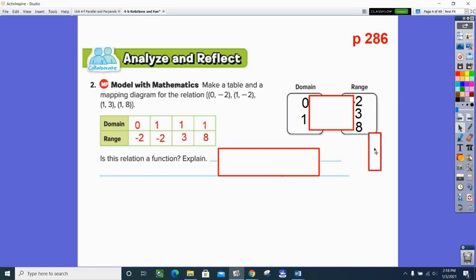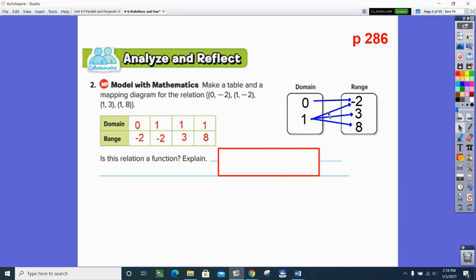And remember, we don't repeat members in the domain and range. Let me squish that down a little so you can see the negative. We don't repeat members in the domain and range. So the domain would be 0 and 1 for this particular set of points, and the range would be -2, 3, and 8. And I'm going to make a mapping diagram. So I'm going to connect the 0 to the -2, the 1 to the -2, the 1 to the 3, and the 1 to the 8 with arrows.